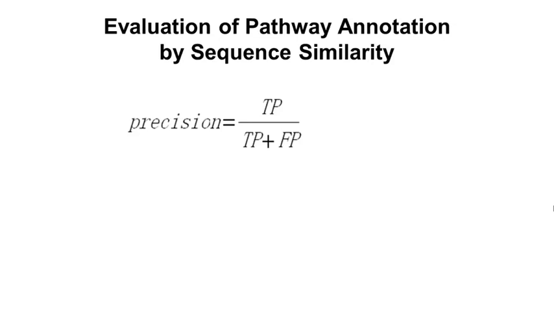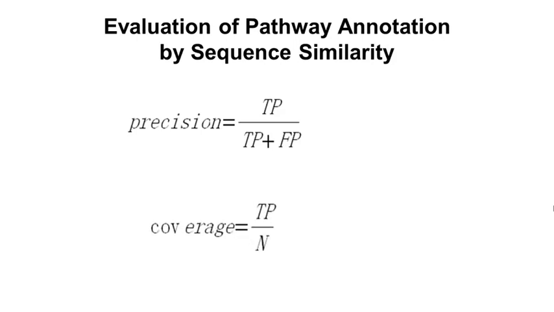We defined 2 parameters. The first is precision. You may remember from the previous week's lectures that precision is defined as the number of true positives divided by the sum of the number of true positives and false positives. It measures, among all the genes annotated a pathway by the sequence mapping method, what percentage of the annotation is correct.